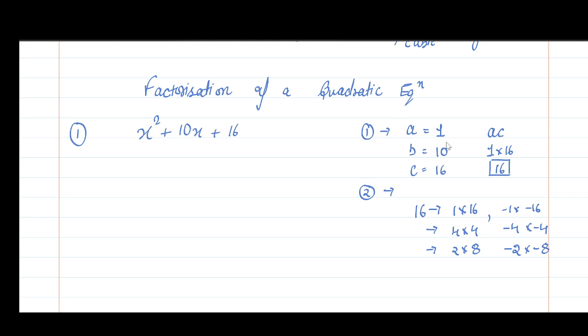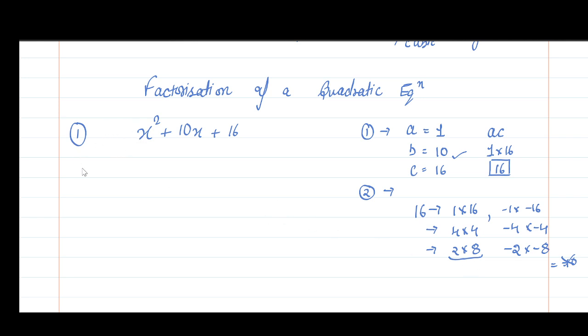What is b here? 10. If I add them, only 2 and 8 can give me 10. If I add minus 2 and minus 8, that will give me minus 10. I don't need negative 10, I need positive 10. So obviously I will pick the pair 2 and 8. More than half of the question is done here.